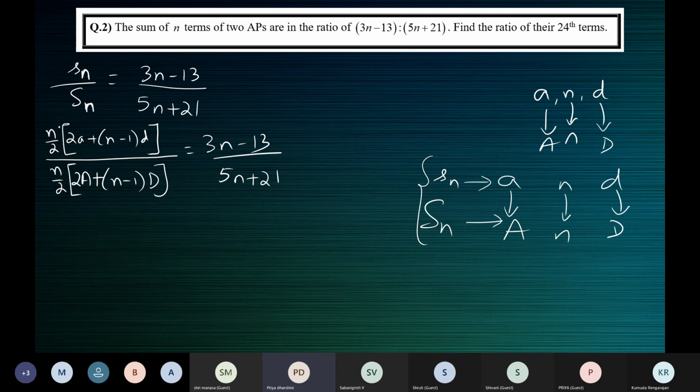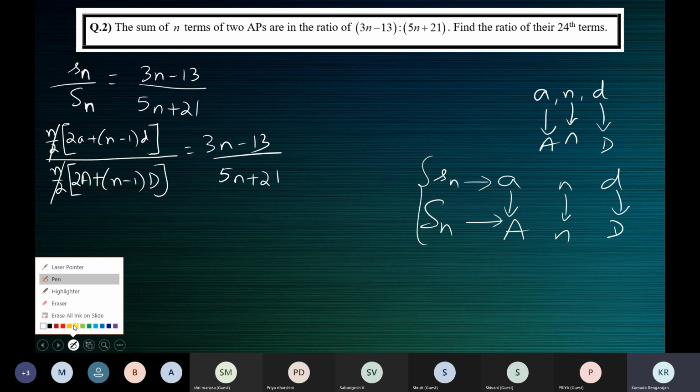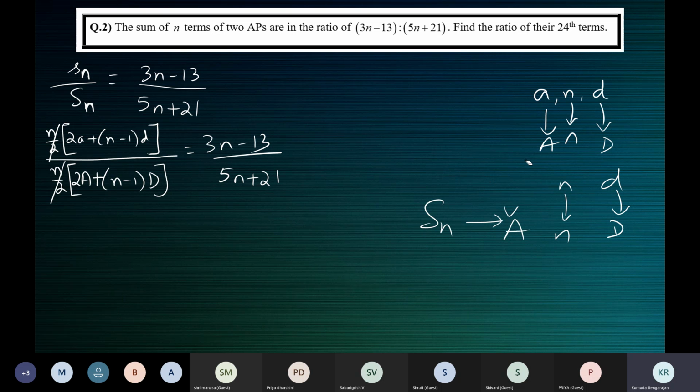n by 2 gets cancelled, ma'am. Correct. Then what should you find actually? What should we find? Let's try to do that in the rough column. What are we supposed to get?